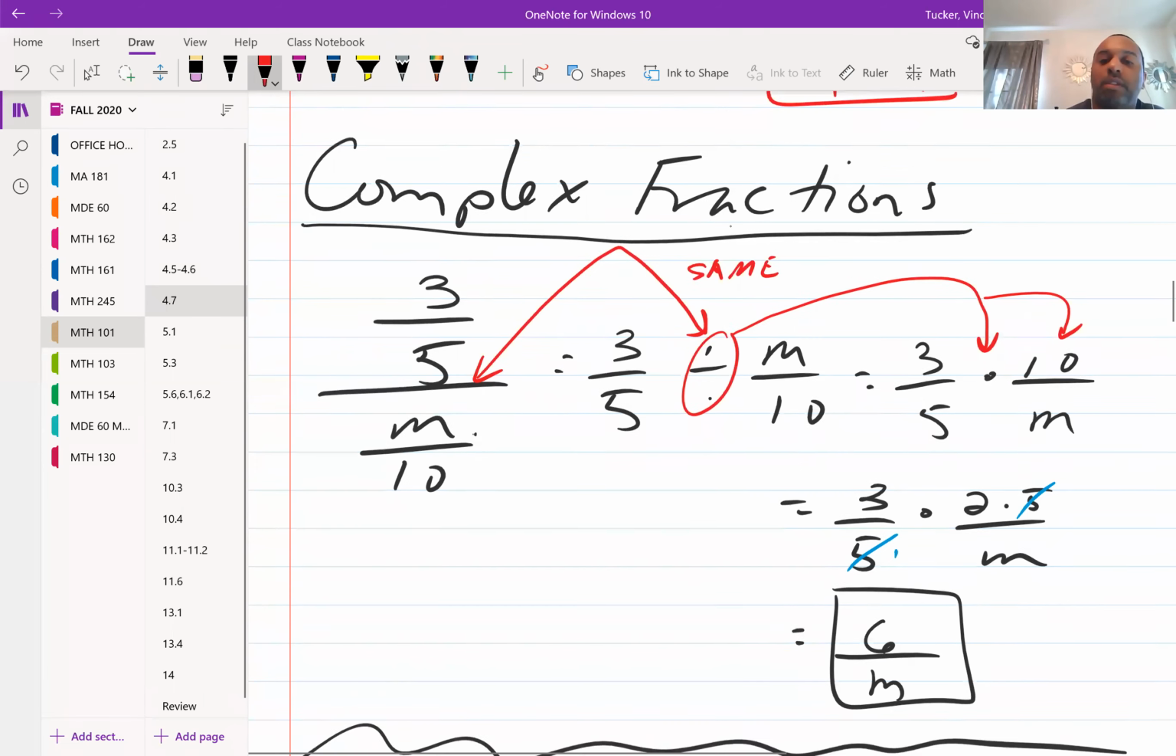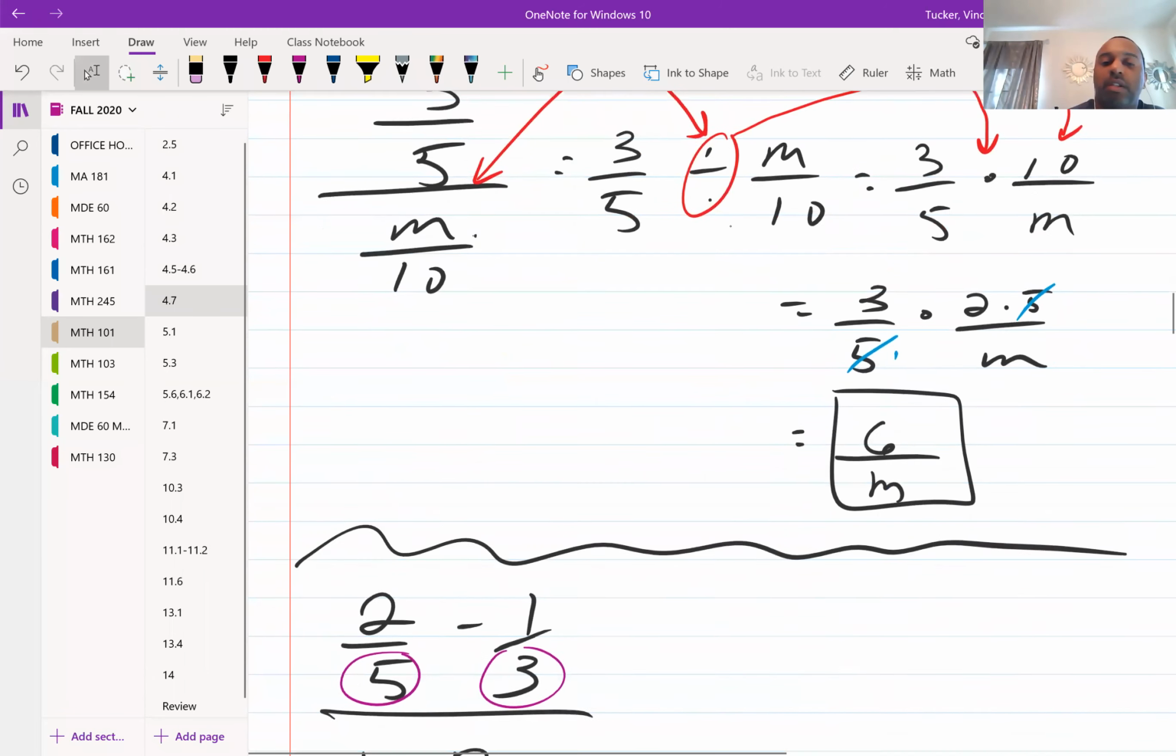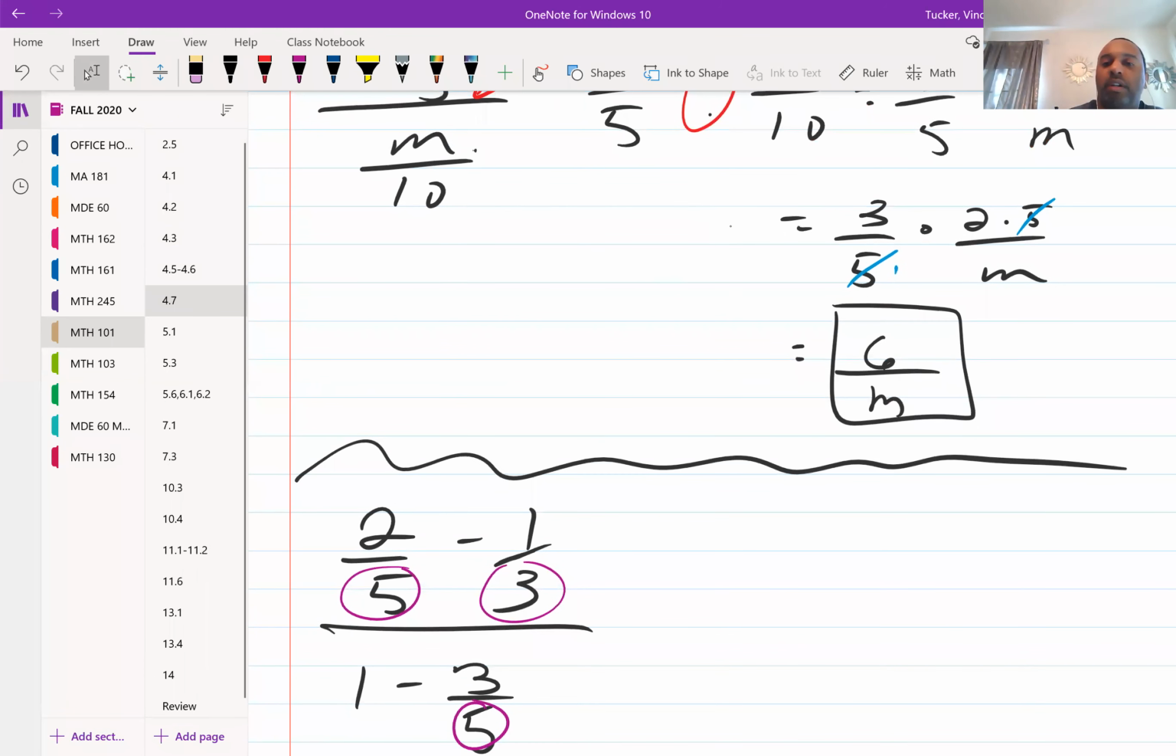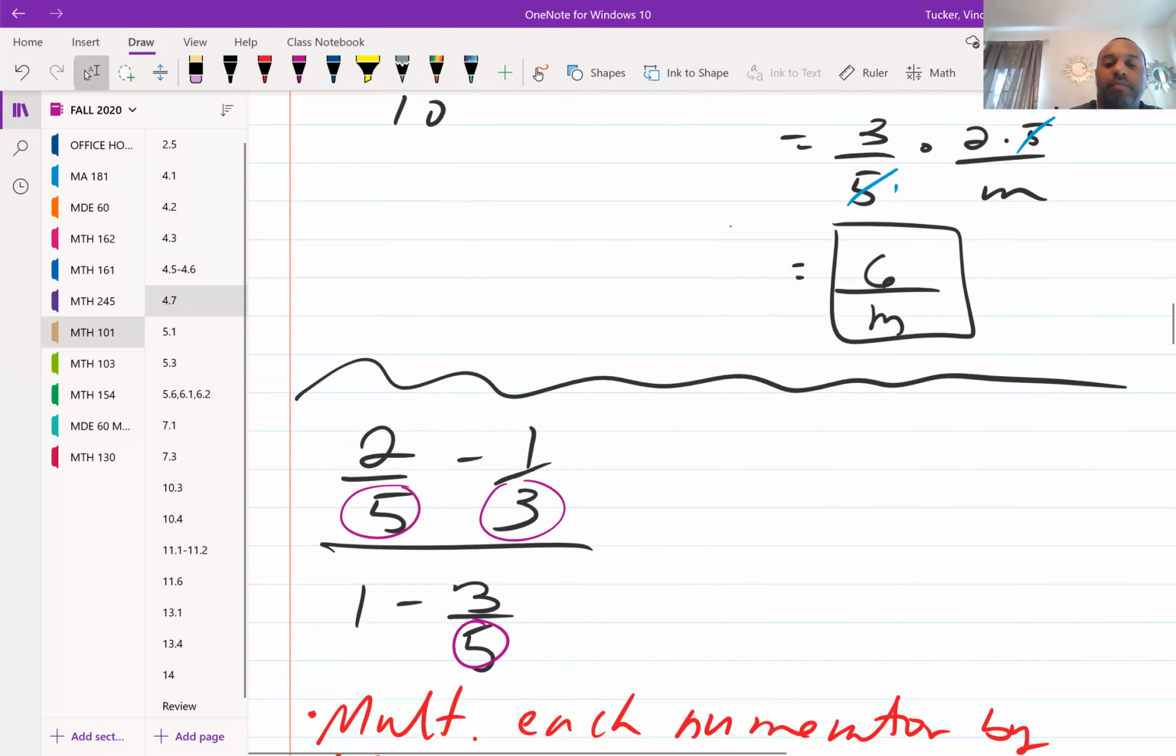All right. Let's look at the other way of dealing with this type of problem. So in this next one, we have 2/5 minus 1/3 over 1 minus 3/5.